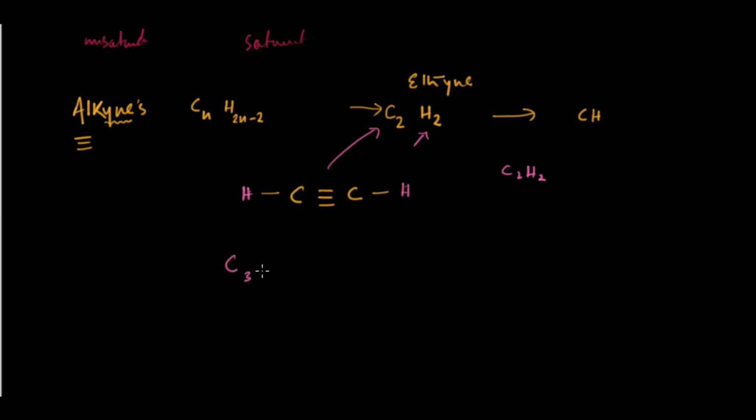Let's take another example. What about C3H4? Let's draw the structure. First, try to name this one using IUPAC, the International Union of Pure and Applied Chemistry, and how they did the nomenclature. This has 3 carbons. For 3 we will use prop, and you can see it is a yne group, so we will write YNE. Okay, propyne.